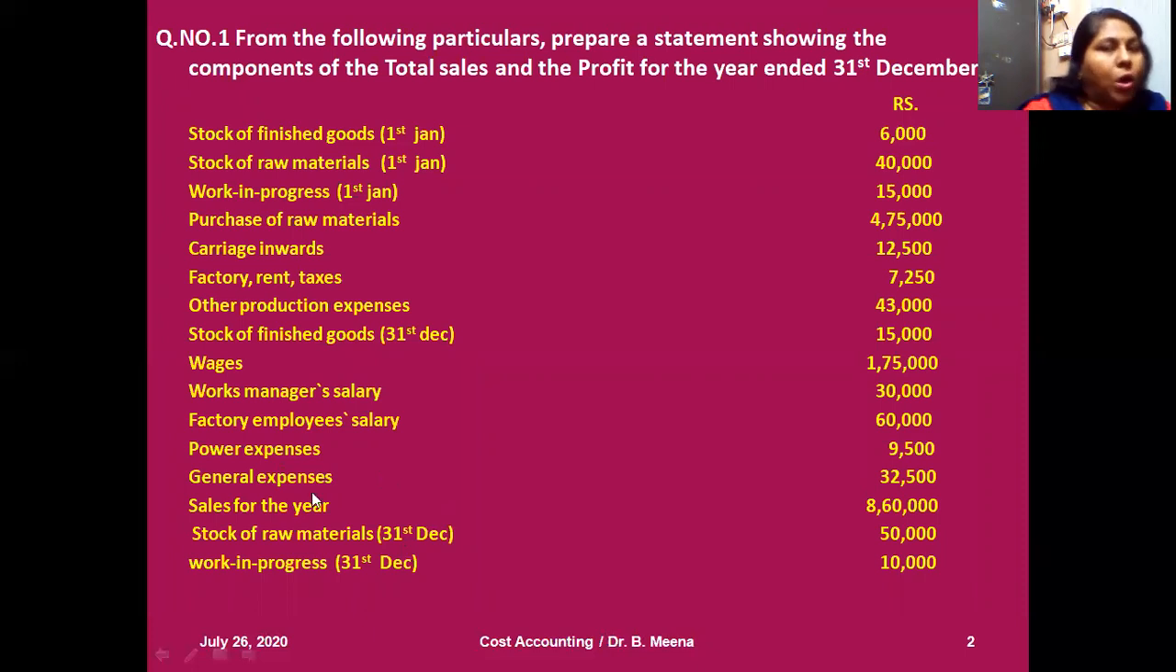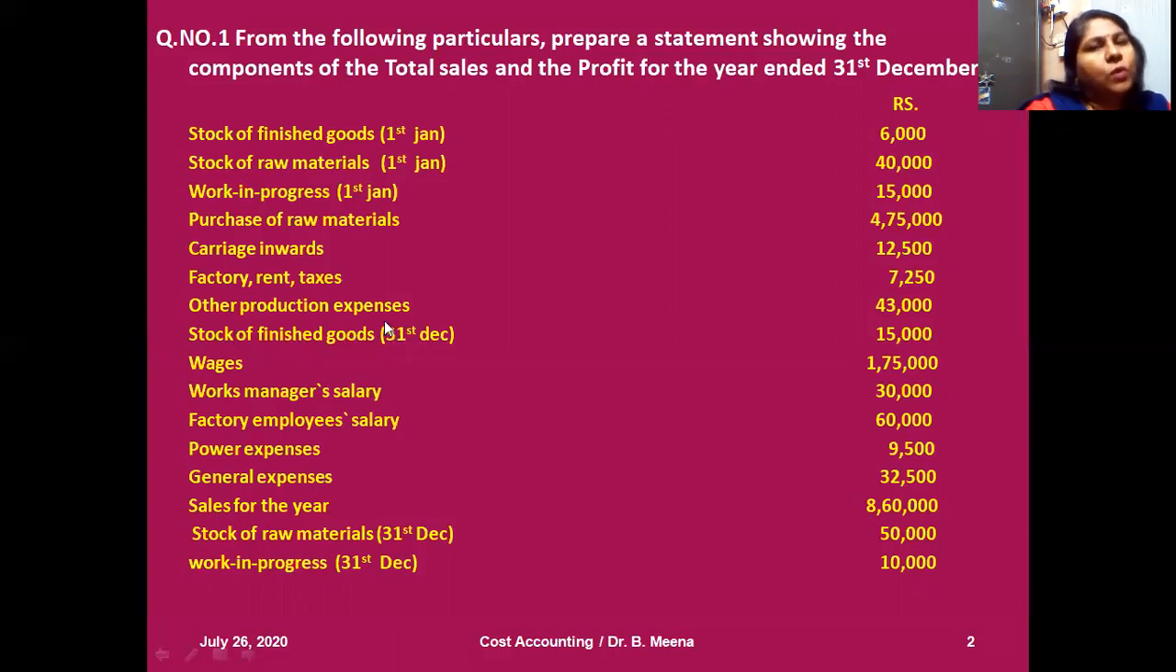Whenever you are preparing the cost sheet, after reading the problem or while you are reading the problem, simultaneously note down the expenses under which category it will come. Say, for example, after carriage inwards, factory rent, taxes. These are all the expenses related to factory. So I will make a note by using my pencil as F. So make a note of F against these expenses.